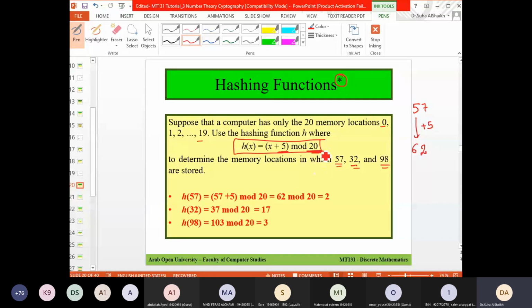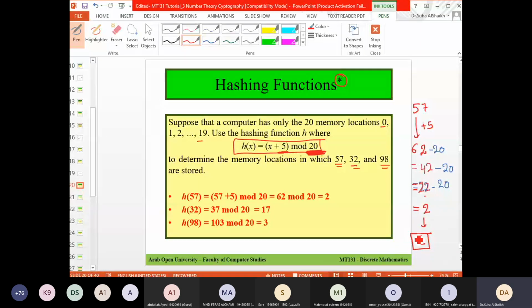62. Now, we are stopping at 20, right? So what should we do? Subtract 20. What will be the result? 42. The number is still big. I subtract 20 again. What will be the result? 22. Still the number is big. This will be 22, and again we subtract 20. What will be the result? 2. So I stop here. So I go to 2.